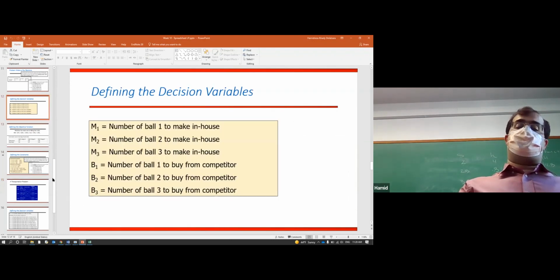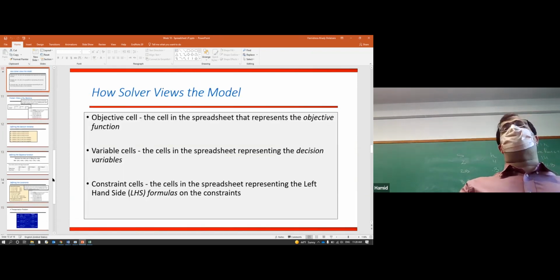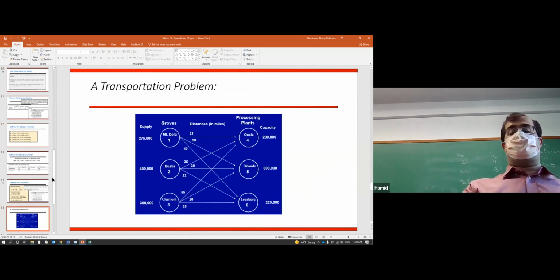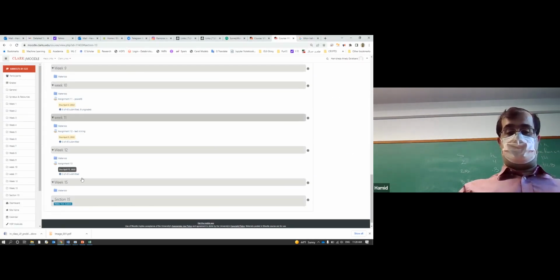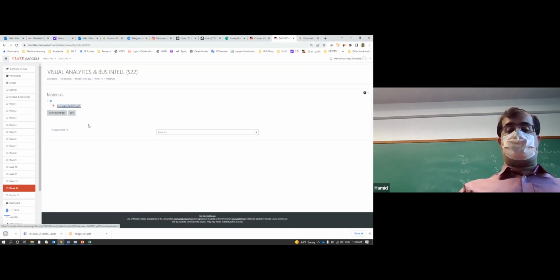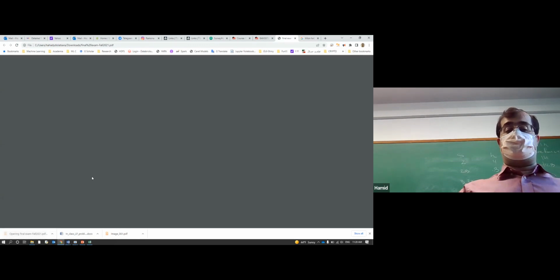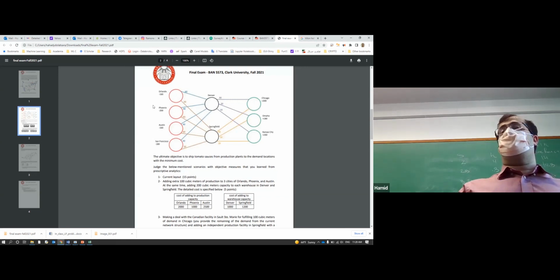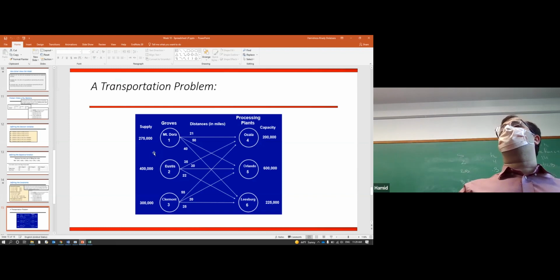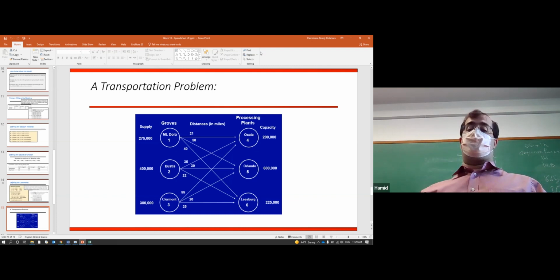The way I teach this part of the course, I show you several problems. Your final exam would basically be an extension of one of these problems. If you look on Moodle, I'm showing you last semester's final example. Look at this figure. This is a transportation problem. It seems I just used this problem, maybe added more parts, and made it your final exam problem.